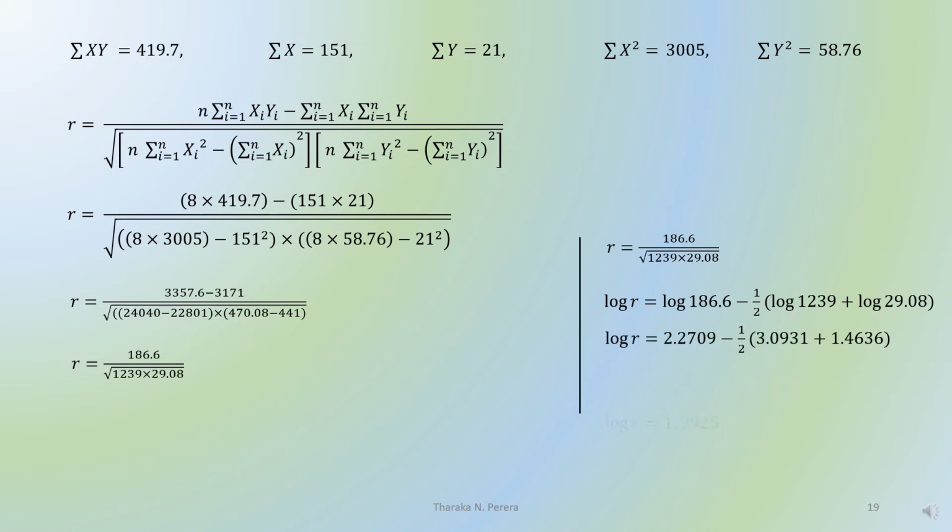This is the log values. This is the final answer of log values. Then we have to get the anti-log value. And this is the R value, the correlation coefficient value.